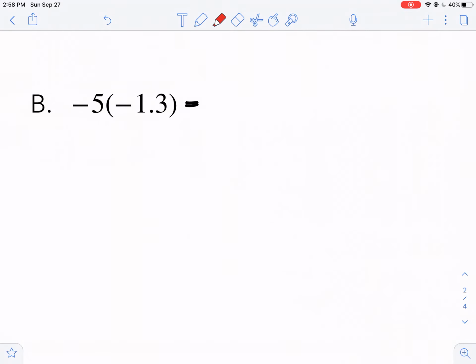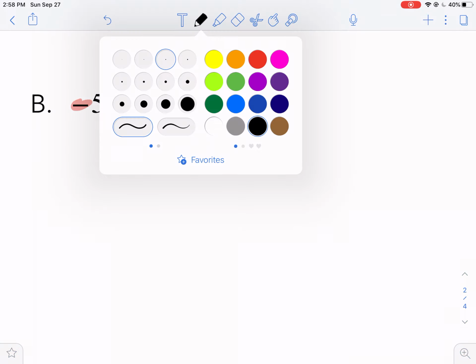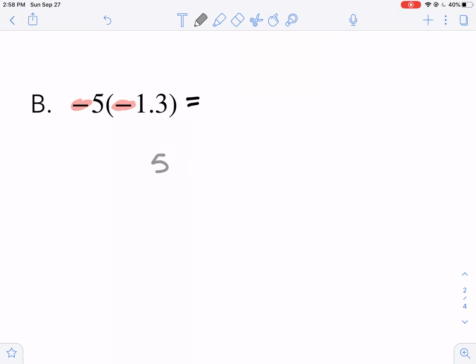And we have 1 negative, 2 negatives. So 1 negative, 2 negatives. That makes it a positive. So we can say, oh yeah, the answer is positive. Or we can just leave it alone and say, hey, it is. Let's do that. And then we do 5 times 1.3.